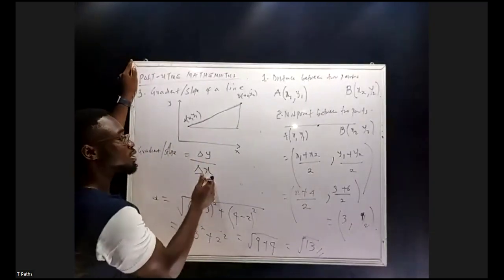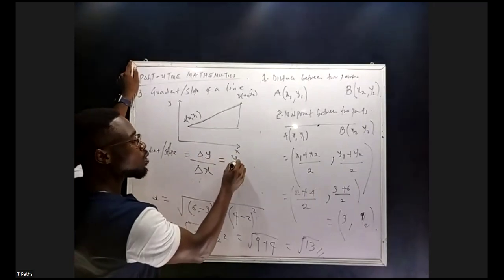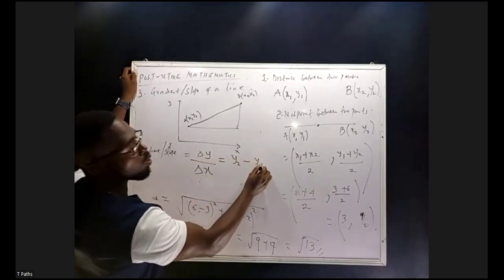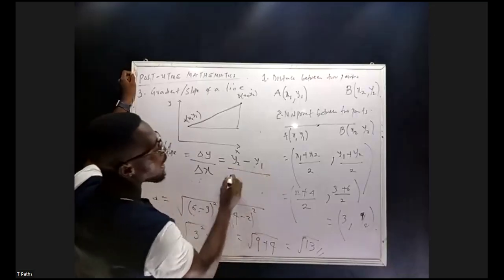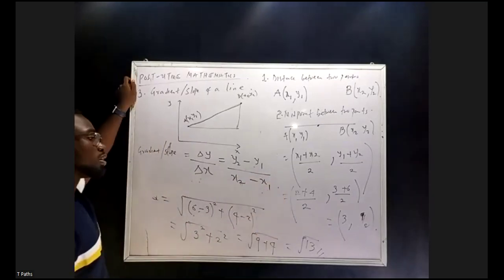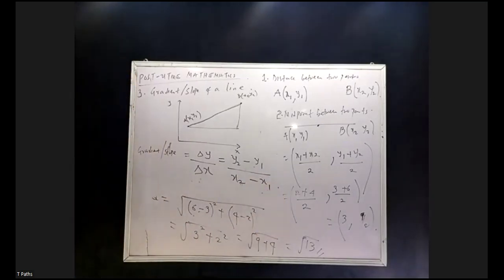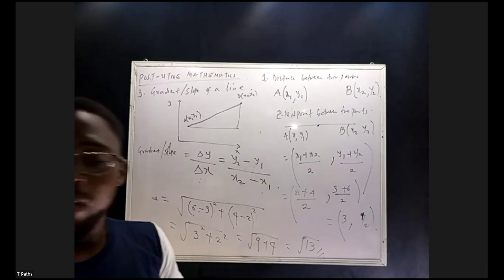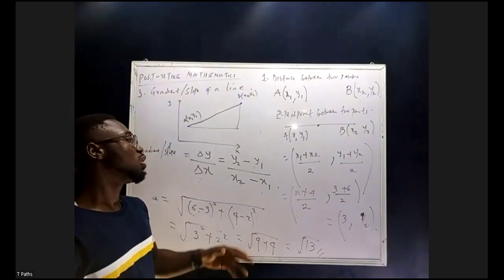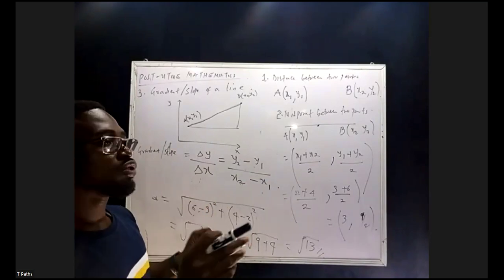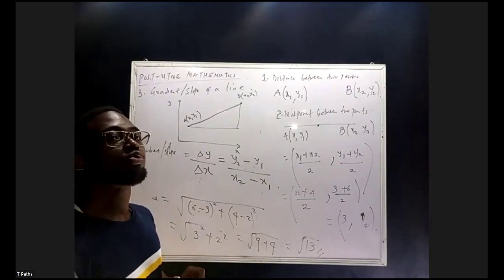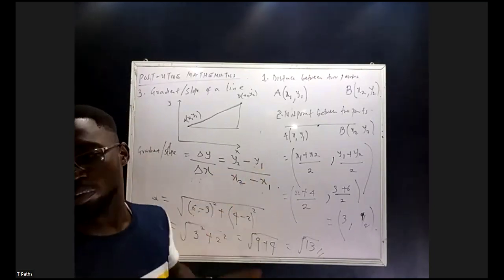Change in y over change in x, which is equal to, when we say change in y, it means y2 minus y1, divided by x2 minus x1. So what's the formula for gradient? y2 minus y1 divided by x2 minus x1. So all you need to do is know what your x1 is, what your y1 is, what your x2 is, and what your y2 is, and just apply it in the formula.